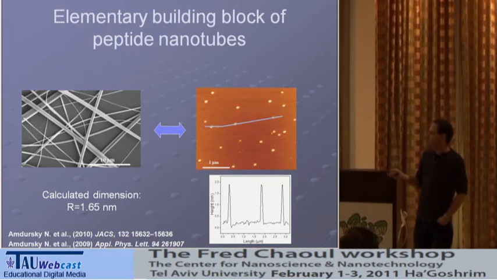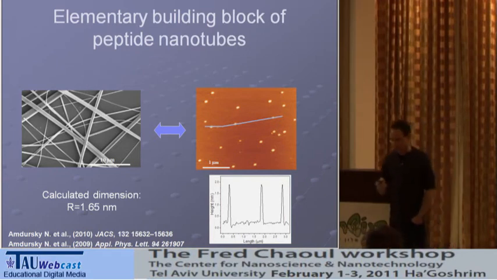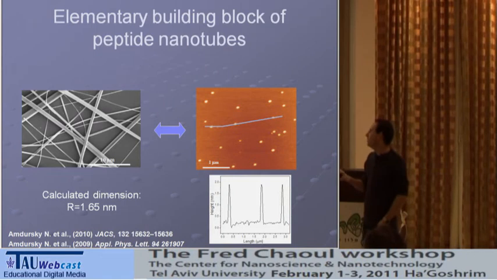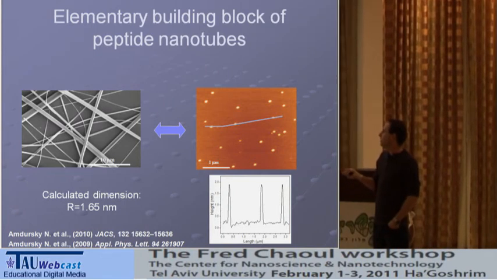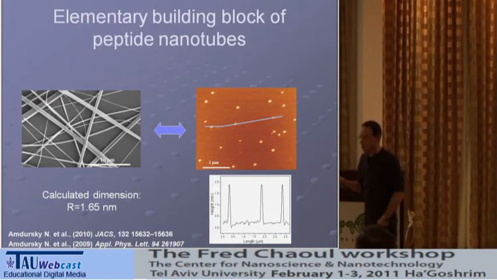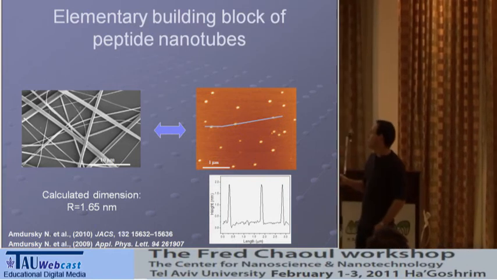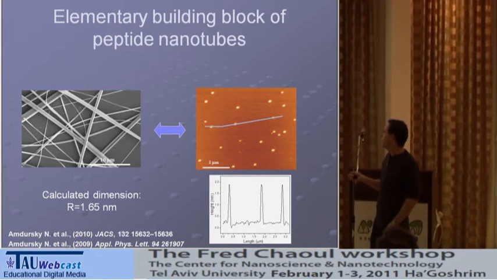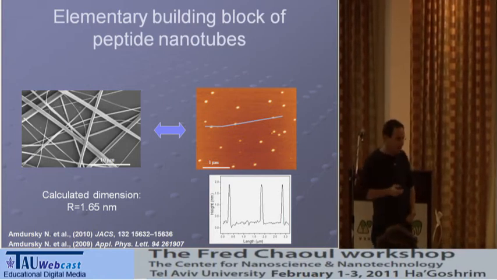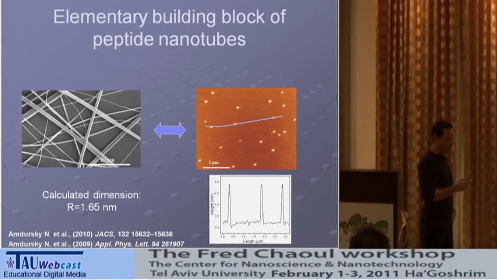I won't give the equations here. I didn't think it's appropriate for this forum, but by using this calculation, we can calculate the size of the quantum dot to be 1.65 nanometers, which is in good agreement with the AFM pictures.